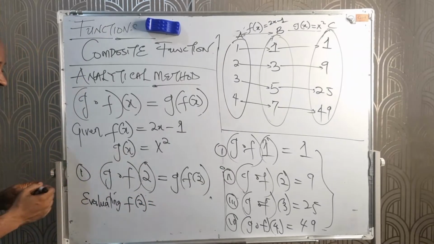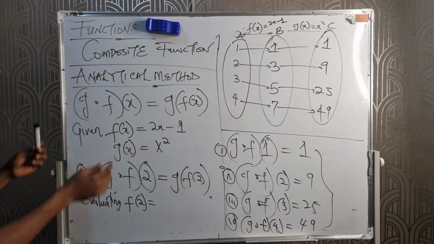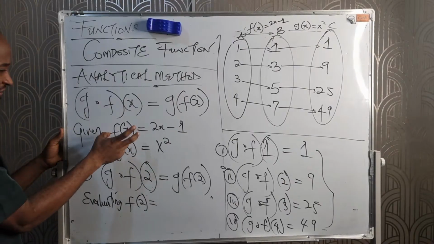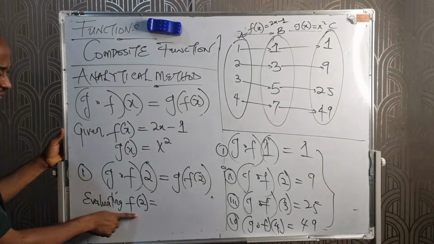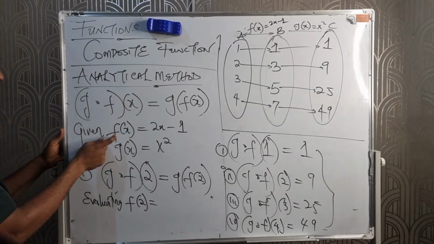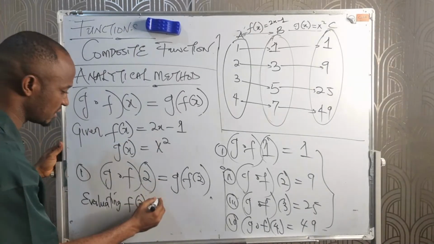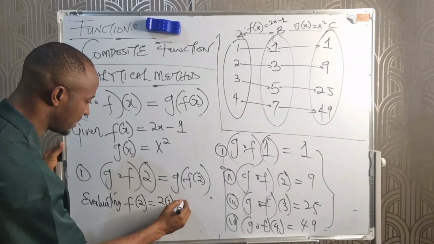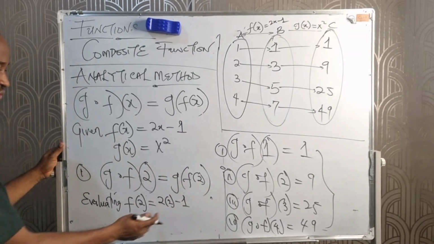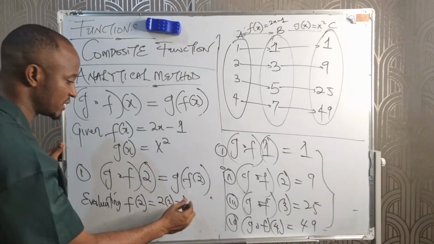To find f of 2, I will use my f of x. You know, I have f of x and g of x. So I'm looking for f of 2. It means I have to use my f of x to find f of 2. So here it becomes 2 times 2 minus 1. 2 times 2 is 4. 4 minus 1 is 3.